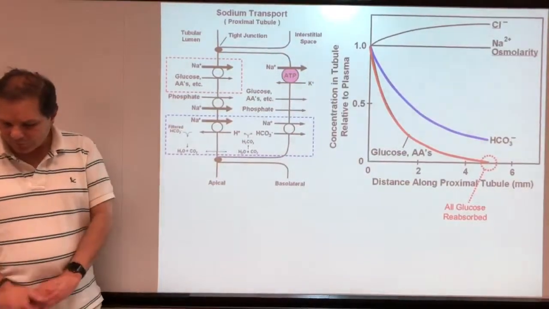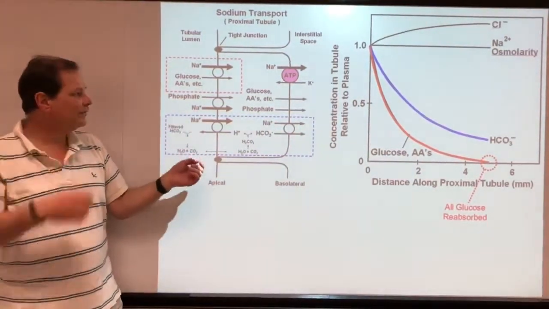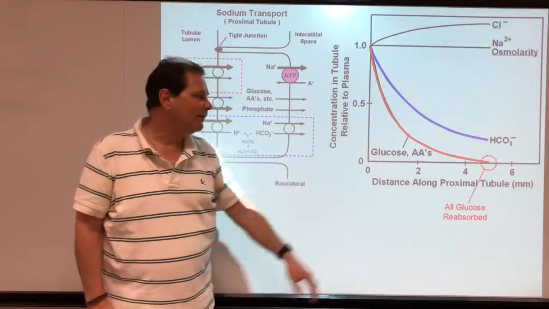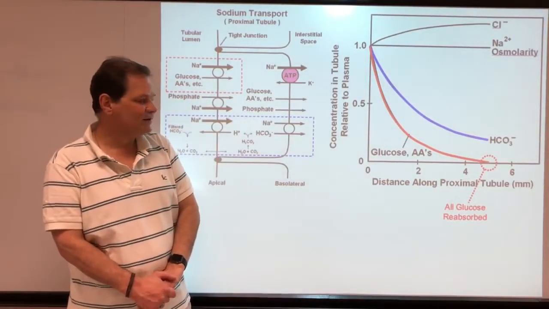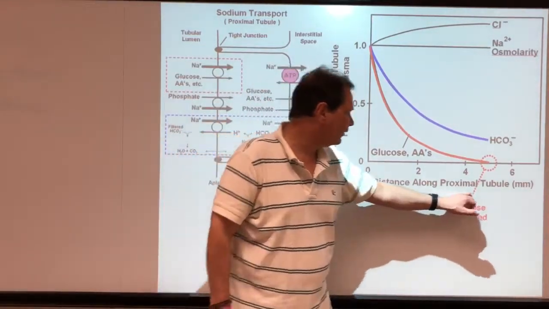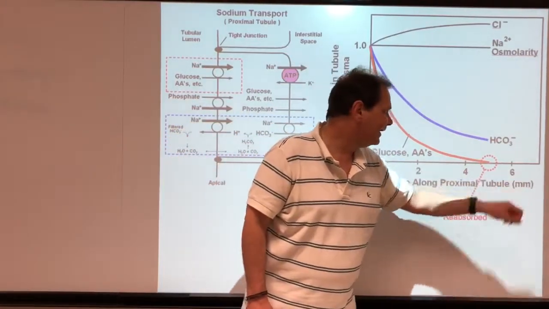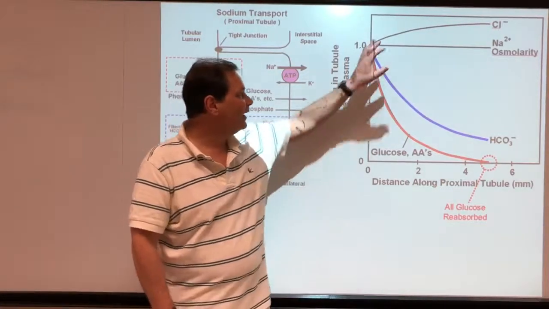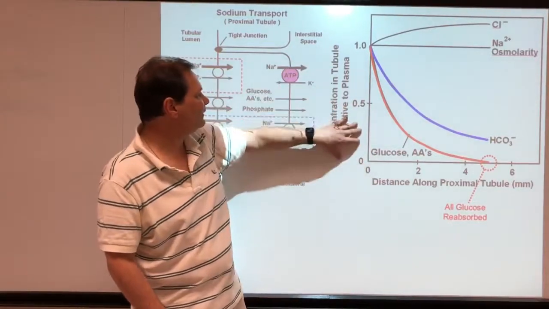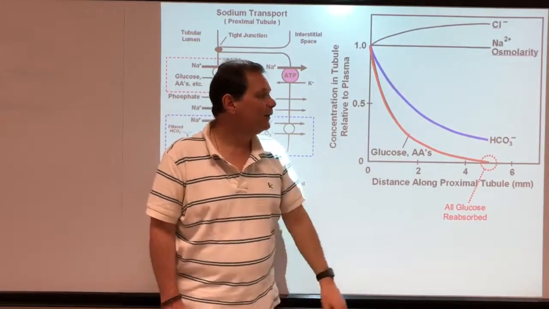Okay? So here is a figure that I've already shown you with the sodium transport in the proximal tubule. This is a rather important graph describing what happens to the ion concentrations in that tubule as water moves. So let's take a look at this. We have distance along the proximal tubule on the x-axis. So this is the beginning of the tubule. This is toward the end of the tubule. Okay? And these are concentrations of ions as you go from the beginning to the end. So we have relative concentrations to the plasma of glucose and amino acids, bicarb, sodium, and chloride.